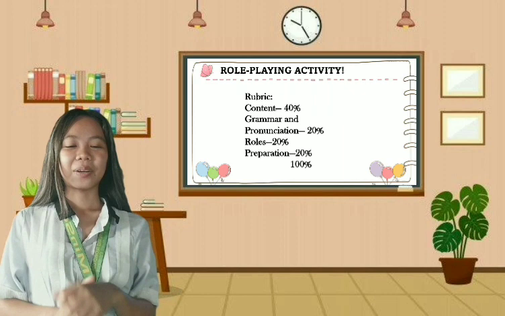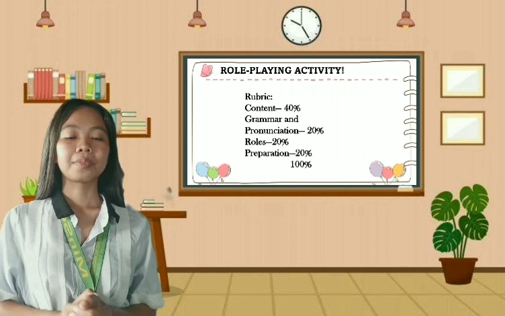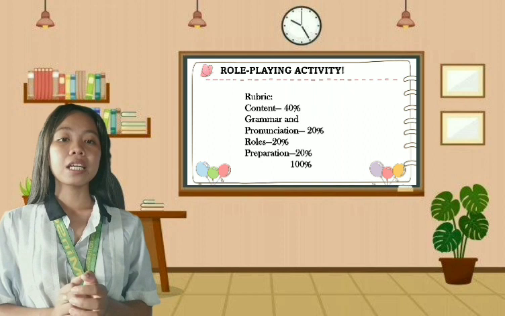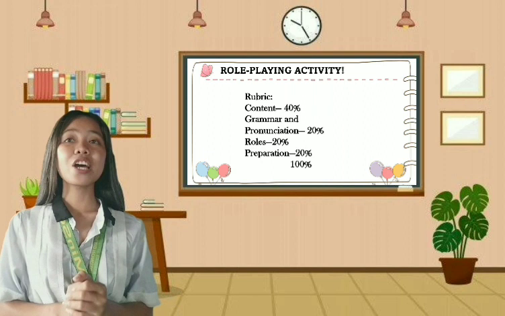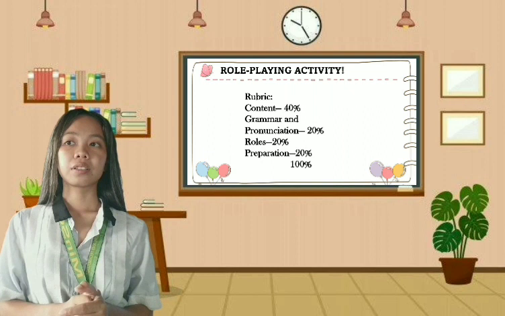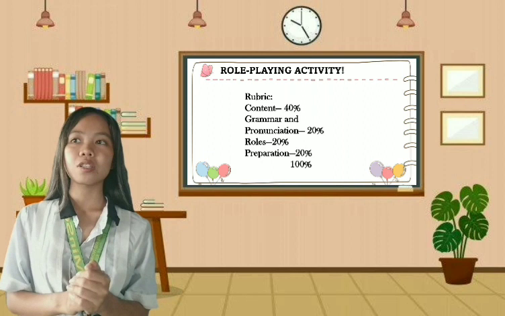Okay, here is our rubrics for our activity for today. I'll give you 15 minutes to prepare for your presentation and 5 minutes for the role playing. You may start now, class. Okay, let's count 1 to 4 for the grouping since you are having a hard time choosing your groups. So let's just count randomly.